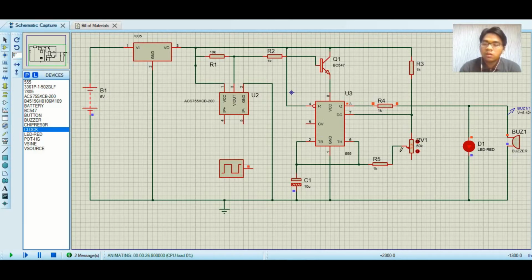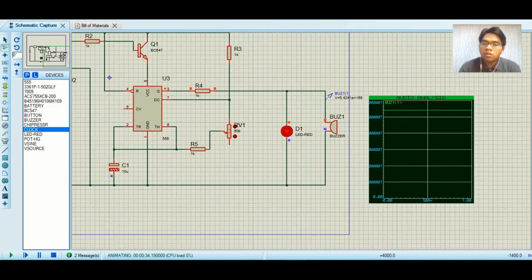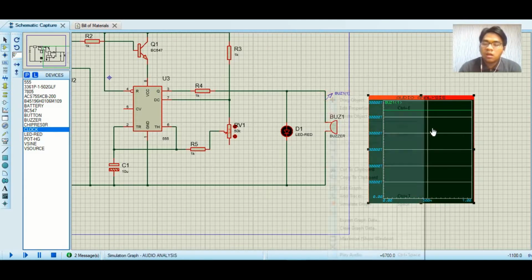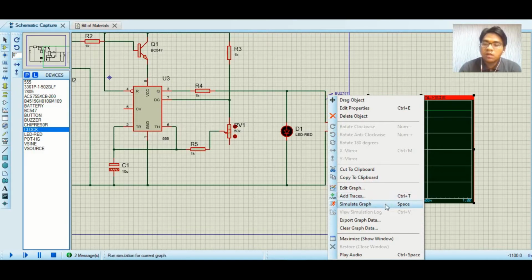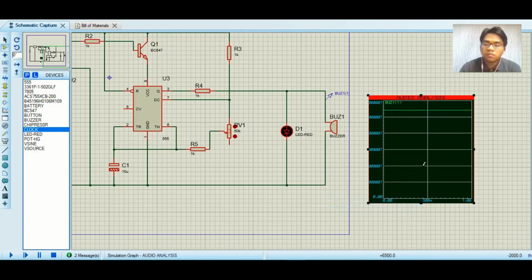We can also adjust the frequency of the tone by adjusting the potentiometer here. Apart from that, we can also check whether the buzzer is working properly or not, simply by using the audio analysis and the probe, and we can check whether the buzzer turns on or not. Right now we can see that the buzzer is working properly.